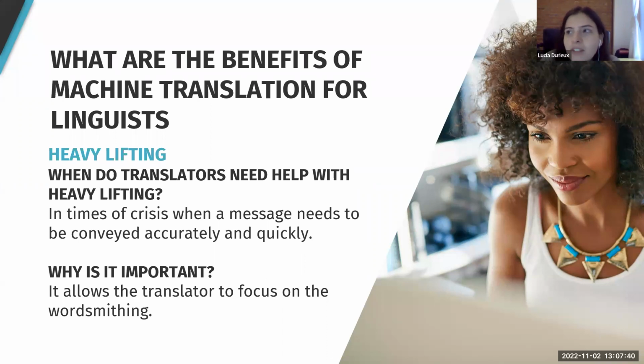So what are the benefits of machine translation for linguists? Obviously, it does a bit of the heavy lifting, but especially in times of crisis when the timeline is incredibly tight for a project. So the main reason linguists or people in our industry turn to machine translation is when they have an urgent project in time of crisis, when the timeline again is very tight, and communicating is of the utmost importance in a timely manner. This can be a great help for that.